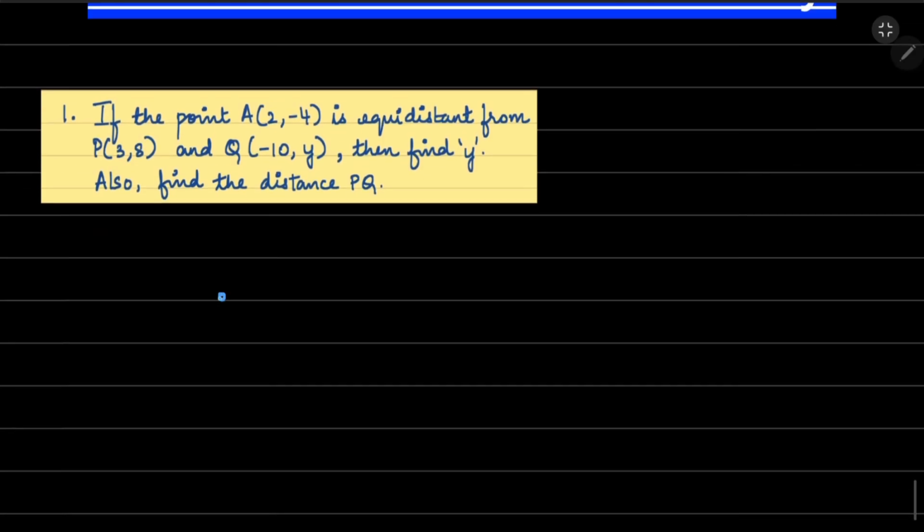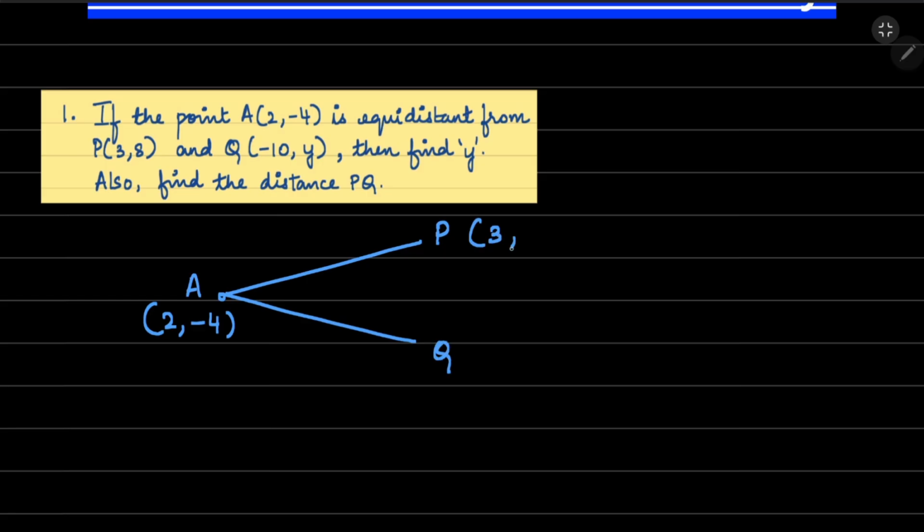So you have a point A. The coordinates are 2 and minus 4. This point is equidistant, means it has got an equal distance from 2 points, that is P and Q. P is nothing but 3, 8, the x and y coordinate, and Q is minus 10, y. What do you mean by equidistant? That means the distance between A and P is equal to the distance between A and Q. You have to find y and also the distance between P and Q.